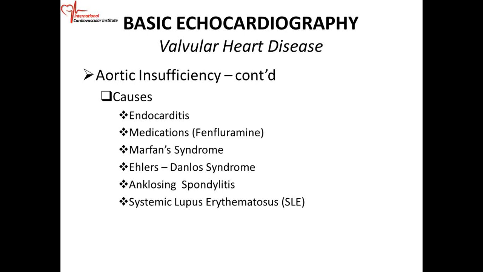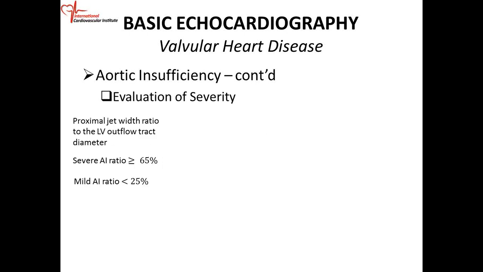Okay. Ehlers-Danlos, which is a similar type of syndrome. Ankylosing spondylitis and systemic lupus erythematosus, SLE. So these are some of the more important causes for aortic insufficiency. The evaluation of the severity: you're going to look at a number of things.